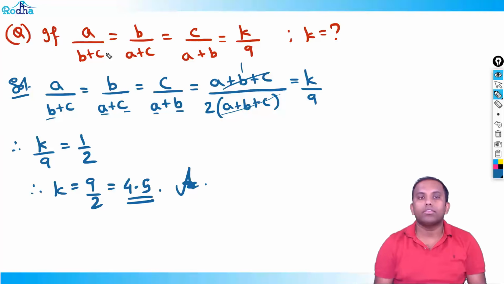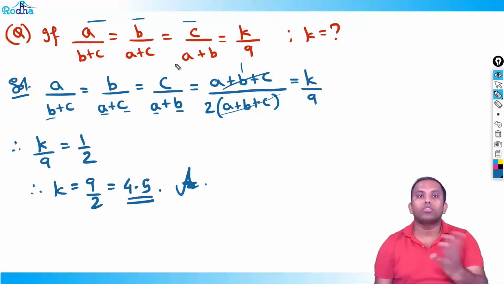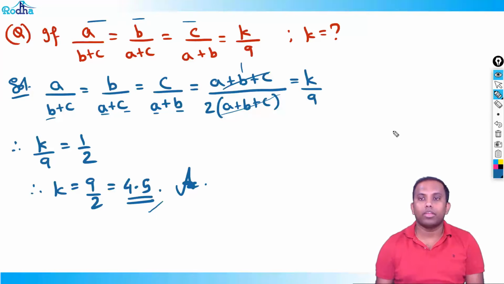So we use the law of fractions. Since all these fractions are equal, the sum of numerators upon the sum of denominators is also equal to these fractions. So a plus b plus c upon twice of a plus b plus c, the 1 by 2 gets cancelled, equal to k by 9. Therefore k equal to 4.5. This is the answer. Correct? Okay. Next question.